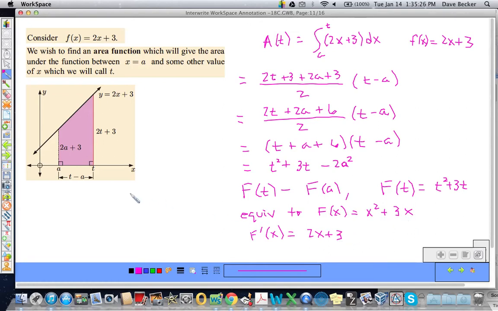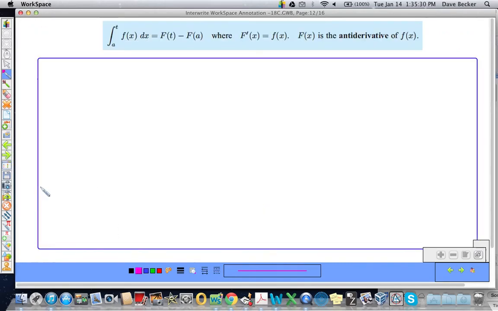So hopefully you're getting what's happening here, and that is this. The integral from a to t of f of x dx is equal to capital F of t minus capital F of a, where capital F prime of x equals f of x. In other words, here is the upshot: capital F of x is the antiderivative of f of x.